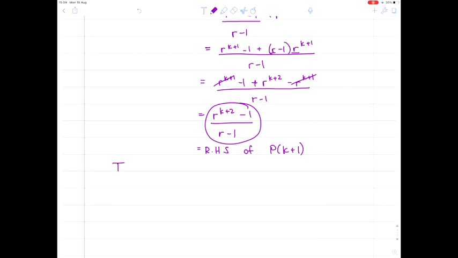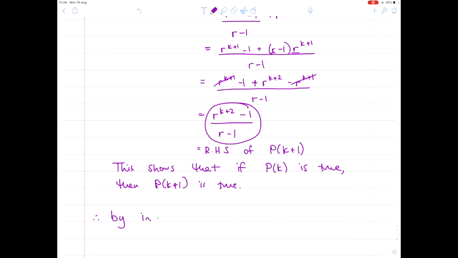So this shows that if Pk is true, then Pk plus 1 is true. And therefore, by induction, our proposition is true for all n greater than or equal to 0.